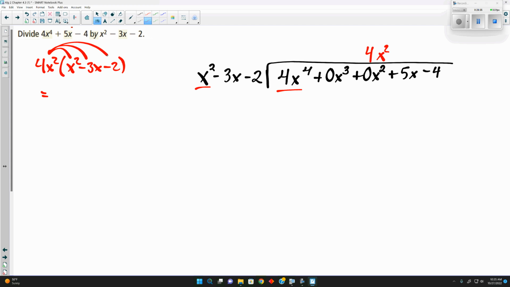4x squared times x squared is going to be 4x to the fourth, the first term. Then we'll do the next one, 4x squared times negative 3x. 4 times negative 3 is negative 12. X squared times x is x to the third. And lastly, 4x squared times negative 2 is negative 8x squared.